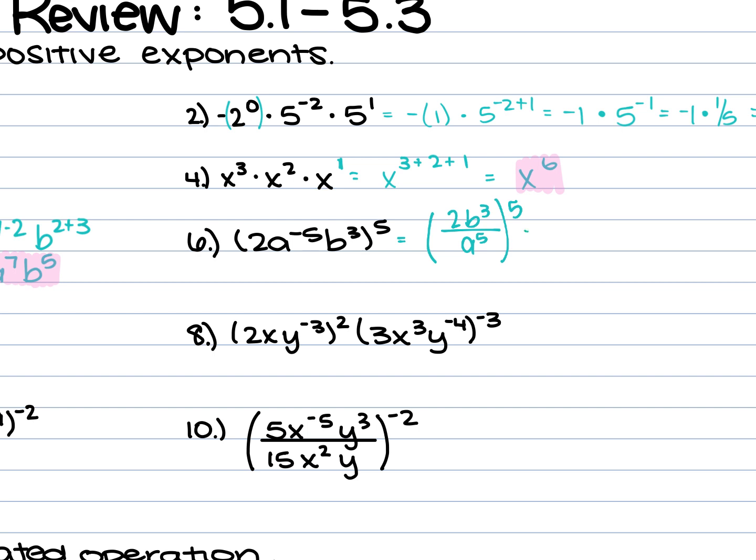So from here, we're going to raise the top of this fraction and the bottom of this fraction to the 5th power. 2 to the 5th power is 32. B cubed to the 5th power, we multiply those powers, so that's b to the 15th power. Over a to the 5th power, raised to the 5th power is a to the 25th power. So this just gives you 32b to the 15th power over a to the 25th power.